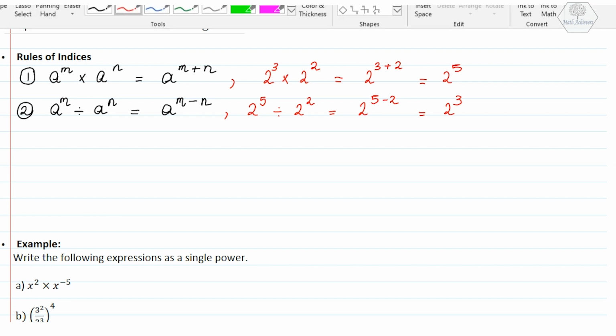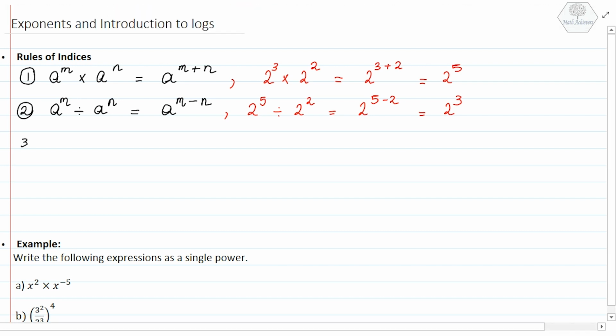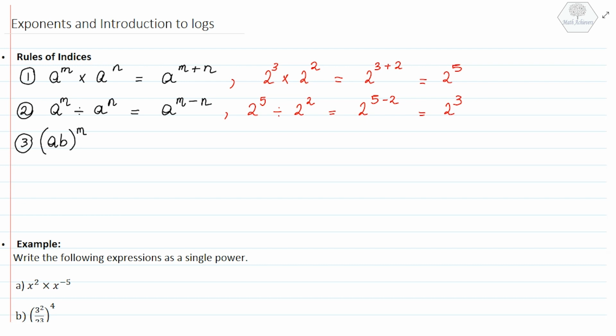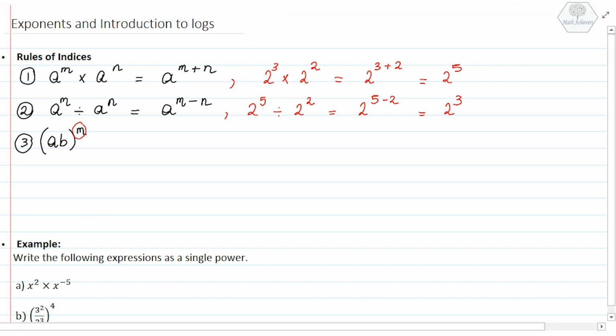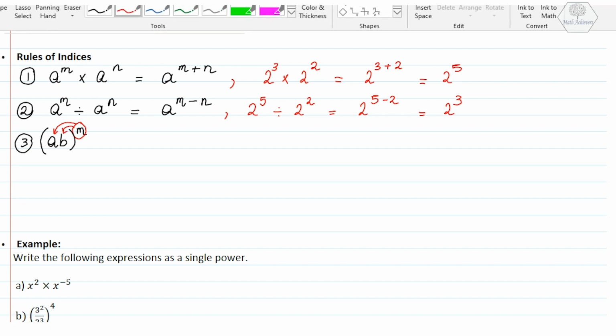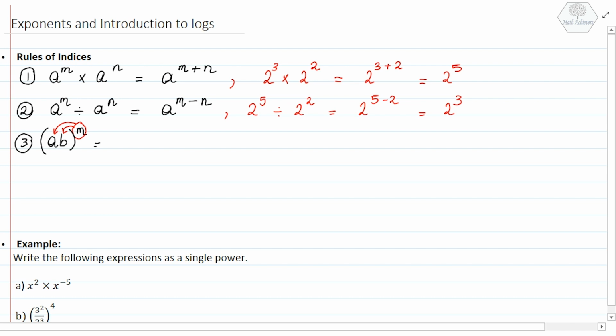Now let's go to the third rule. When I have a times b, all of it to the power of m, in this case, I distribute the m to a and to b, and then I multiply them by each other. So this would be equal to a to the power of m times b to the power of m.